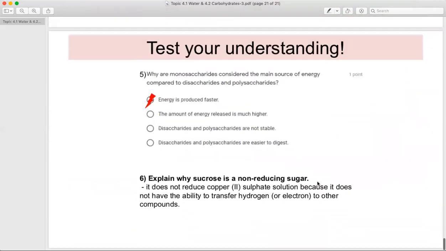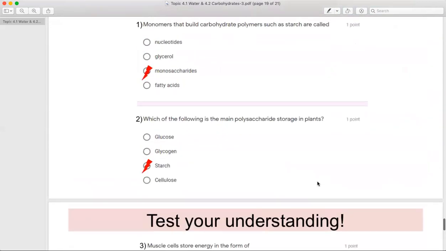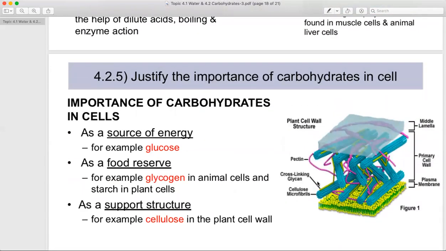So, test ni boleh buat sendiri. Nanti boleh cuba ya. So, I think that's all untuk the first subtopic.